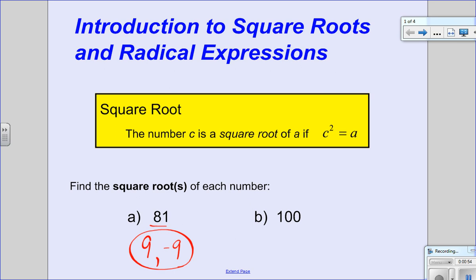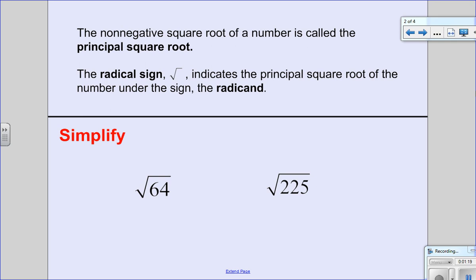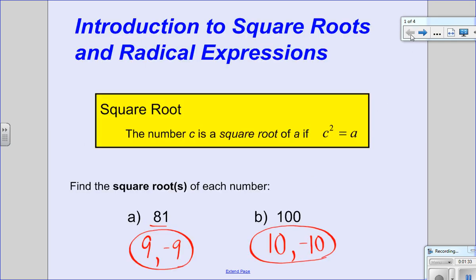Similarly, for the number 100, you have 10, which is 10 times 10, and also negative 10. This means that for every number that's a perfect square, like 81, 25, 64, these numbers have two square roots, the positive and a negative integer. Now, sometimes we don't want to refer to both the positive and the negative square roots. We only want to talk about the positive ones. So the non-negative square root of a number is called the principal square root. So the principal square roots, for our last two examples, would have been 9 and 10.